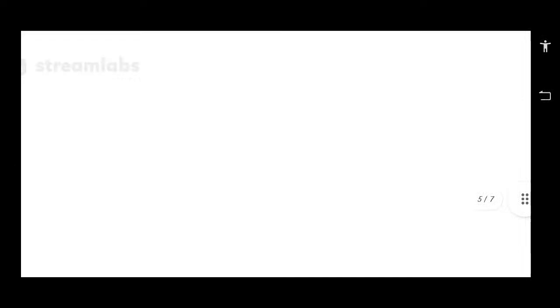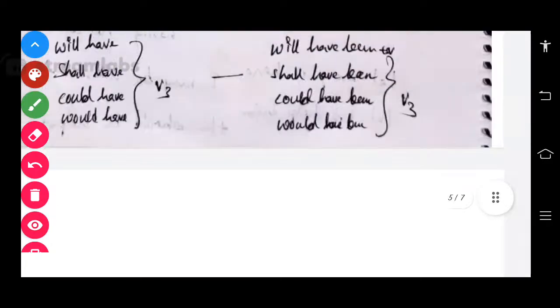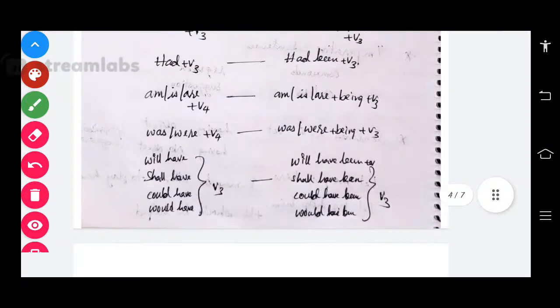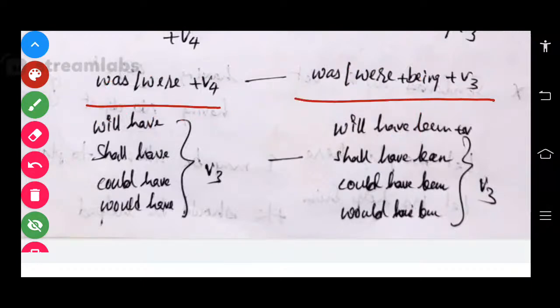So these are all rules, right? How many of you have an idea about this? Kalyani, too late today. That is what happens, if you people don't come, definitely you will miss some topics, some rules. Right, let us see. Okay, then next, was or were plus V4 has to be used as was or were plus being plus V3.